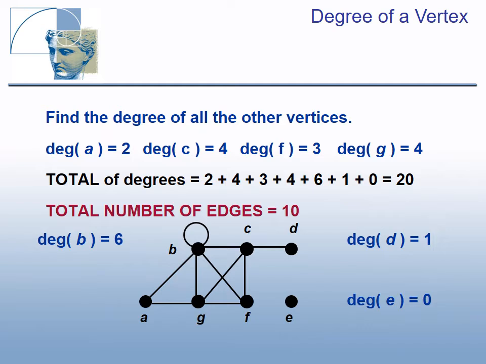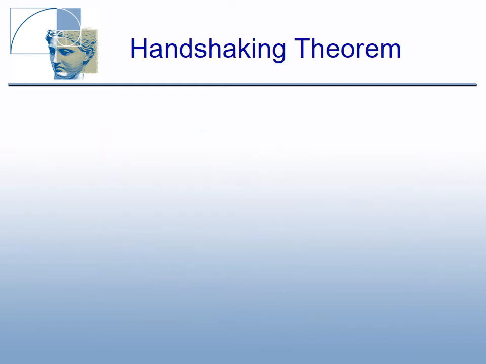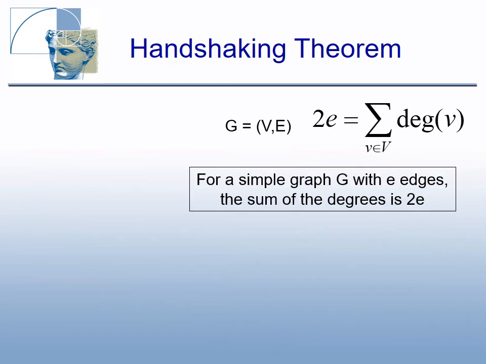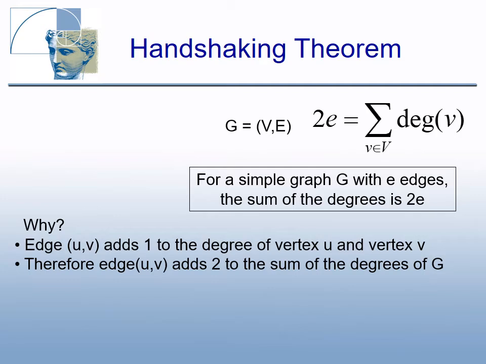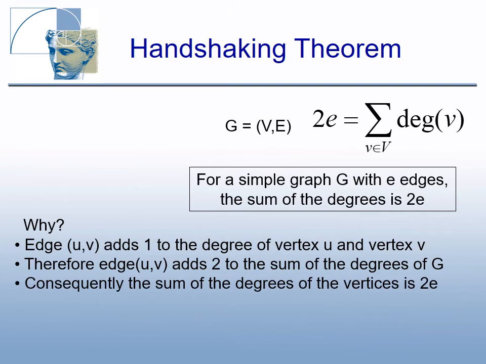If you accept this assumption, then the next theorem holds for any graph. There is a handshaking theorem connecting the degrees of vertices with the number of edges. For a simple graph G with e edges, the sum of the degrees is 2e. Why is it so? An edge uv adds 1 to the degree of the vertex u and the vertex v. Therefore, edge uv adds 2 to the sum of the degrees of G. Consequently, the sum of the degrees of all vertices is 2e.